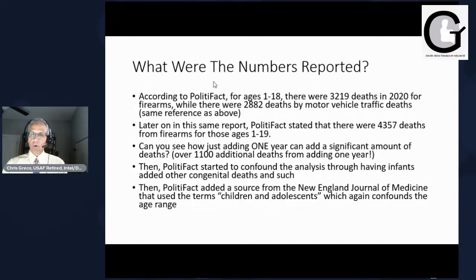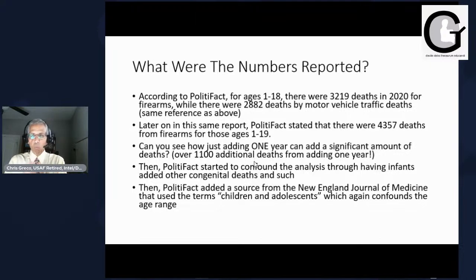So what were the numbers that were reported? According to PolitiFact, for ages 1 to 18, there were 3,219 deaths in 2020 for firearms, while there were 2,882 motor vehicle traffic deaths. Later on in the same report, PolitiFact stated that there were 4,357 deaths for firearms for those ages 1 to 19. So let's talk about this for a second.